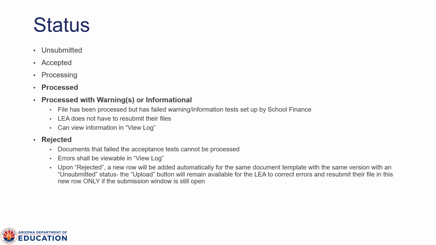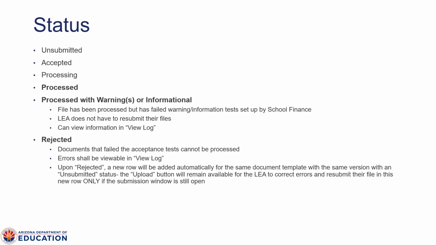Next is processing. This indicates that the document is going through final validation. You can end with one of three statuses for your document: processed, processed with warnings or informational, or rejected. A status of processed indicates that the document has gone through all validation steps and there is no further action required by the district or charter.